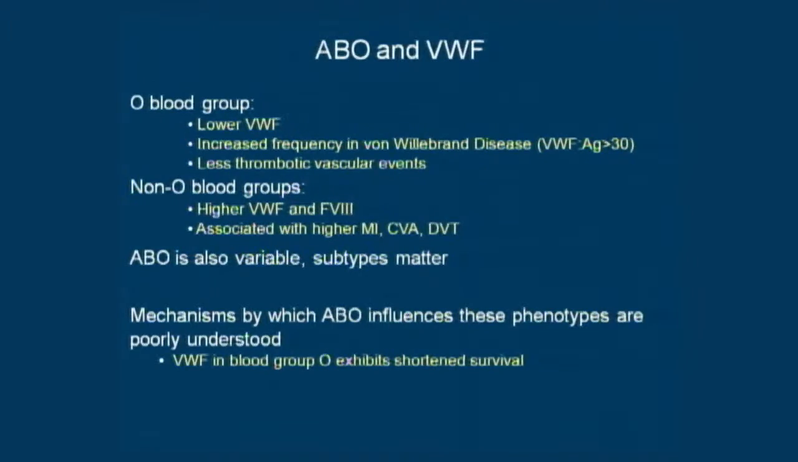The mechanisms by which ABO influences von Willebrand factor are still really poorly understood, other than I think we all agree that O VWF has shortened survival. And after that, whether or not it changes proteolysis, whether or not it changes interaction with platelets, there's data for and against all those scenarios.